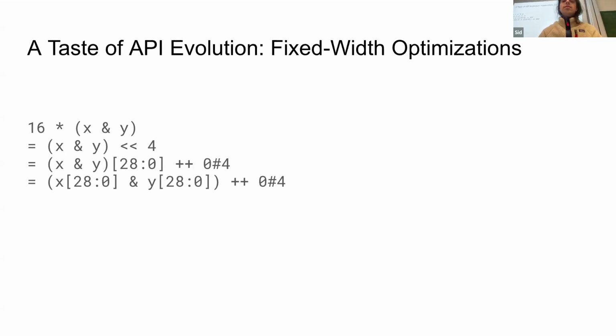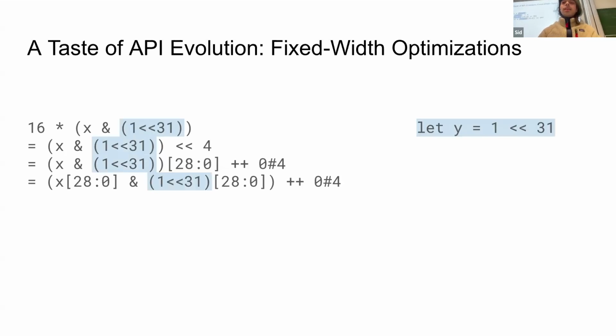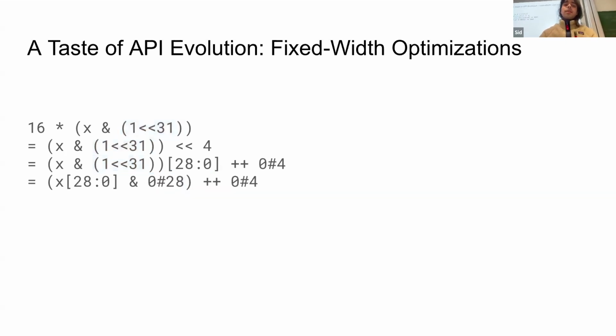Now, the reason it does this is consider a case where y is some constant, like 1 left shift 31 or something. Now if you grab the bottom 28 bits, that just becomes 0. And you're then bit masking with 0, so that becomes 0. So now the whole thing becomes 0, right? So this is a fairly useful sequence of rewrites to have if you want to simplify constants when you're shifting.